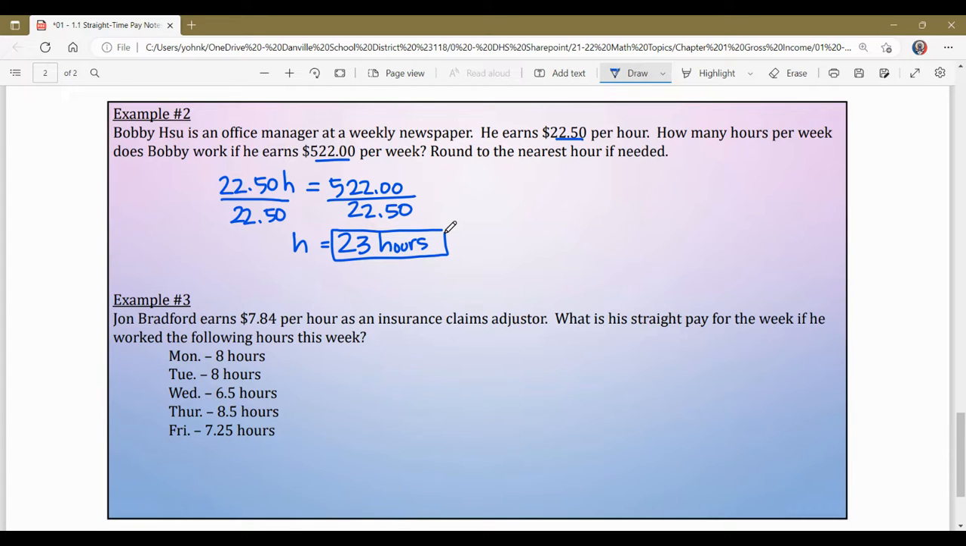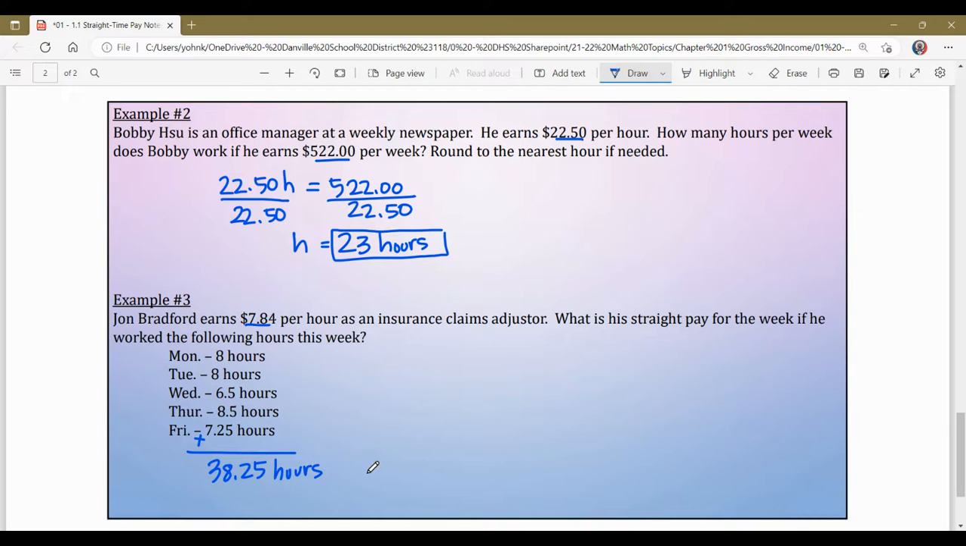Okay, number three, John Bradford earns $7.84 per hour as an insurance claims adjuster. What is his straight time pay for the week if he worked the following hours this week? Well, we should probably add up all these hours. So Monday's 8 hours, Tuesday 8 hours, Wednesday 6.5 hours, Thursday 8.5 hours, Friday 7.25 hours. So if I add all those up, I get 38.25 hours.